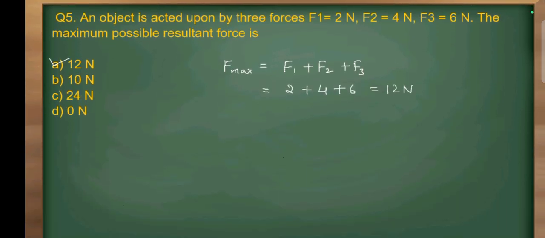Now question number 5. An object is acted upon by three forces. F1 is equal to 2N, F2 is equal to 4N, F3 is equal to 6N. The maximum possible resultant force is. Here three forces are given and these three forces are acting on an object and we have to find the maximum force. For calculating the maximum force, we simply add all the forces, that is 4 plus 2 plus 6, that will be equal to 12 Newton. So option A is correct.